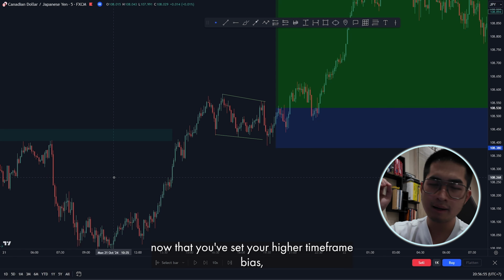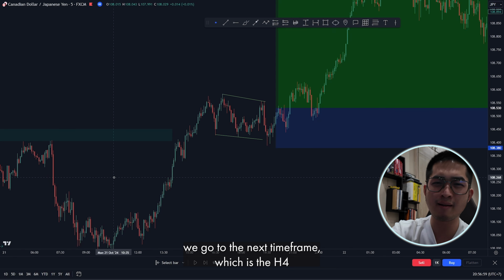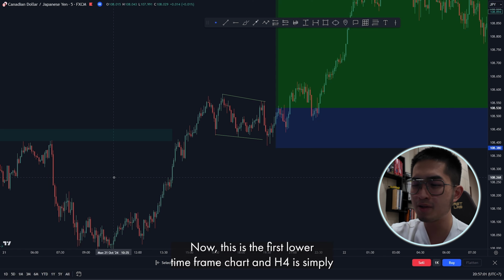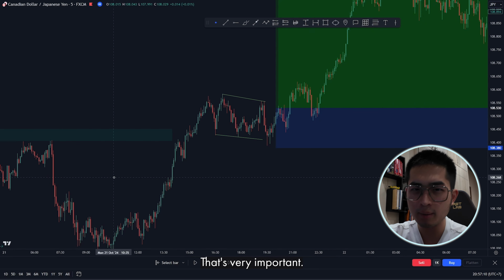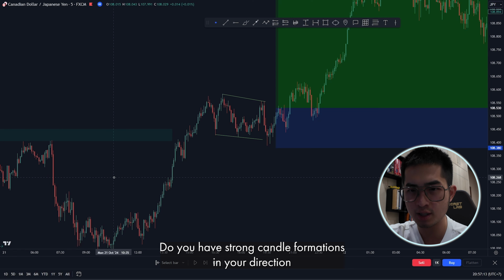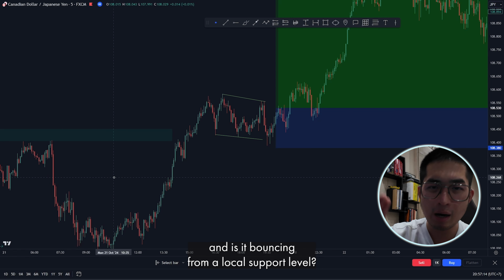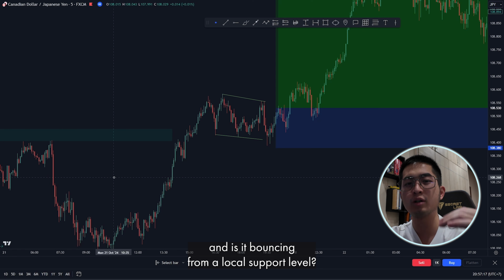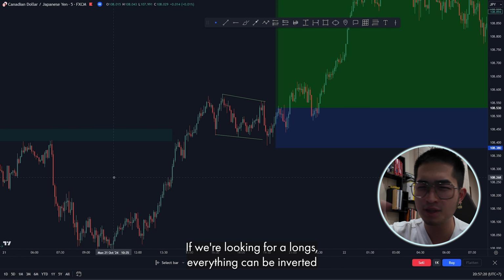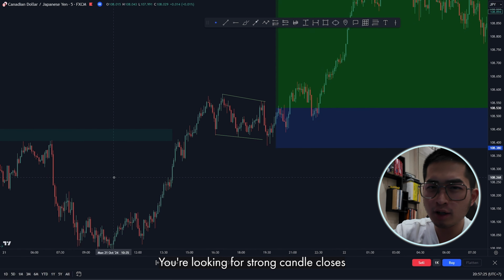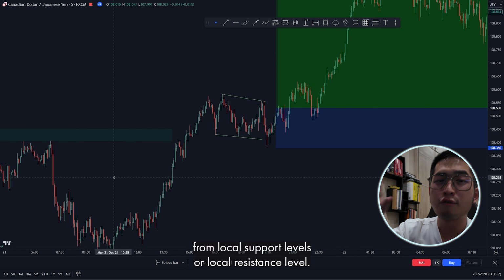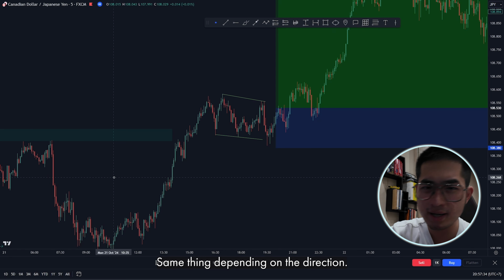Okay? Now that you've set your higher time frame bias, we go to the next time frame, which is the H4. Now this is the first lower time frame chart. And the H4 is simply to identify strong candle formations. That's very important. Do you have strong candle formations in your direction? And is it bouncing from a local support level if we're looking for longs? Everything can be inverted if you're looking for shorts. Same thing, right? But essentially, that's the idea. You're looking for strong candle closes from local support levels or local resistance levels. Same thing, okay, depending on the direction.